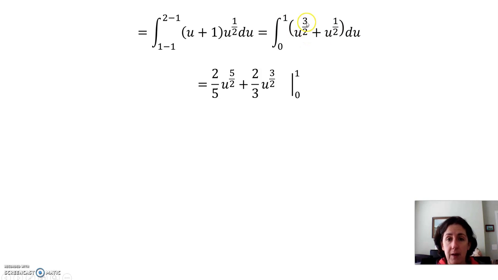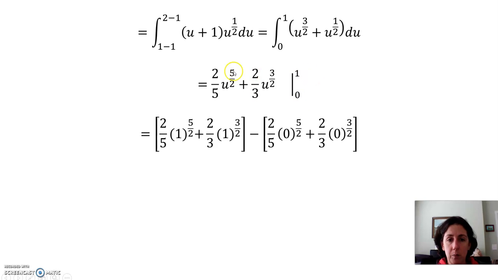That's going to be u to the 5/2 divided by 5/2 plus u to the 3/2 divided by 3/2. And instead of dividing by fractions, we multiply by their reciprocals. And instead of a plus c, we're going to evaluate this from 0 to 1. So we'll plug 1 in, plug 0 in, and subtract those two values. This right here is going to give me 2/5 plus 2/3. This is going to give me 0, and I'm left with 16/15.